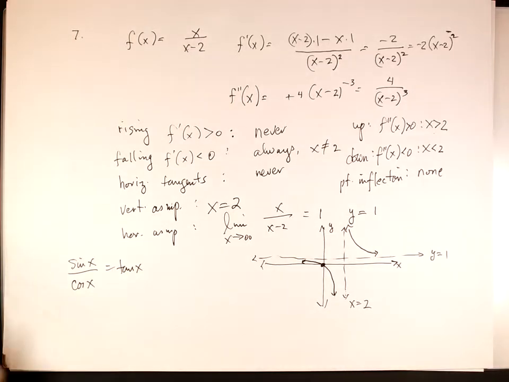All right, so the answers to the questions: 7, where the graph is rising, nowhere. Falling all the time as long as x is not 2. Horizontal tangents? We have no horizontal tangents. There's no place where the first derivative is equal to 0.